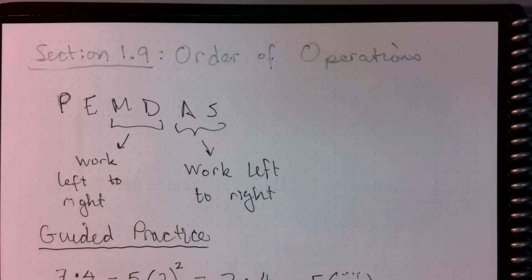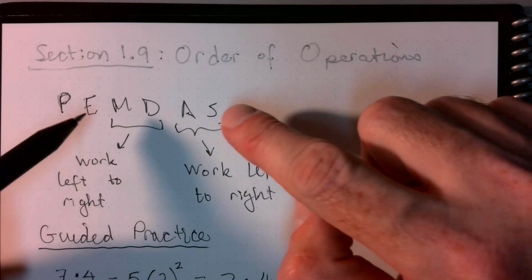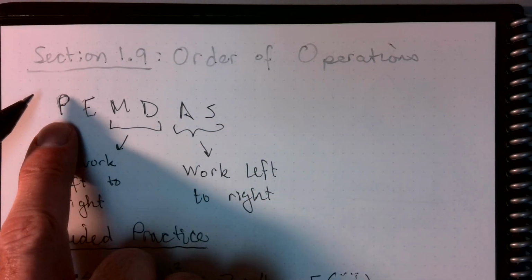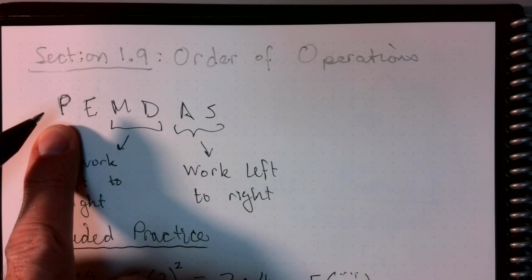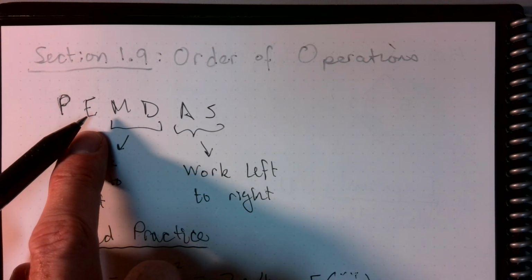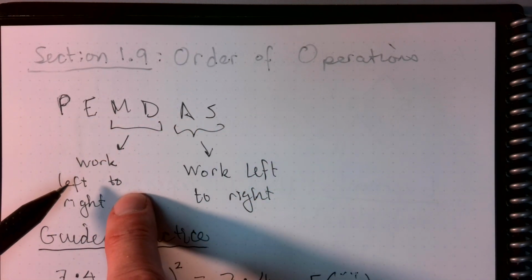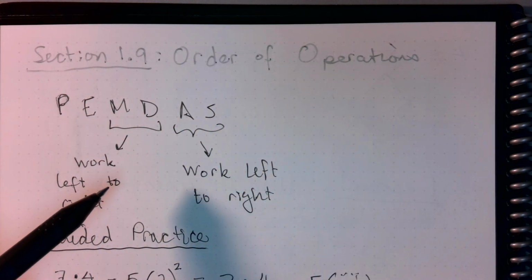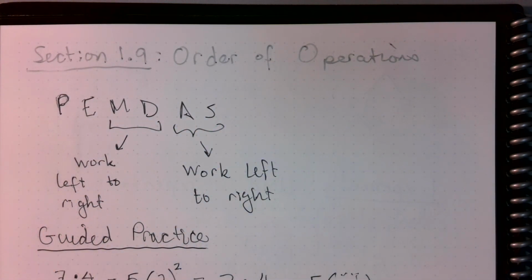Same thing with additions and subtractions. Those are on the same level. So parentheses is its own level. That's the top priority level. Once the parentheses are done, go to exponents. Then do any multiplication and divisions left to right, and then you do your additions and subtractions.